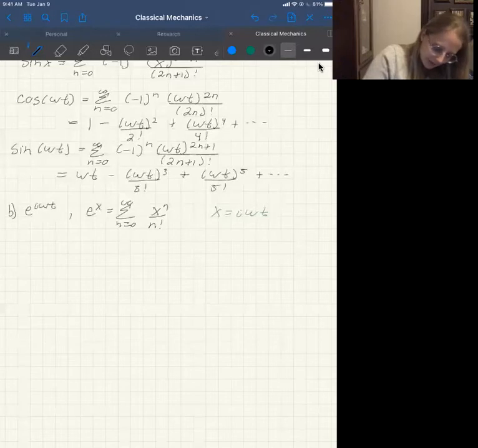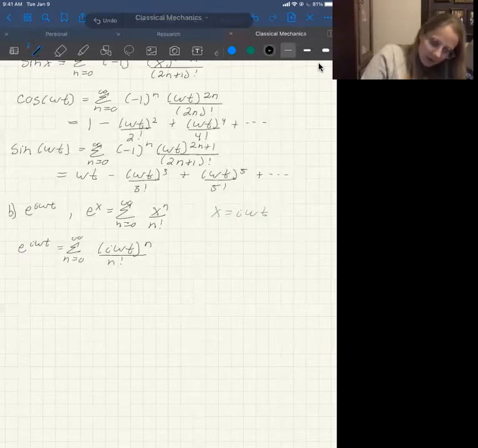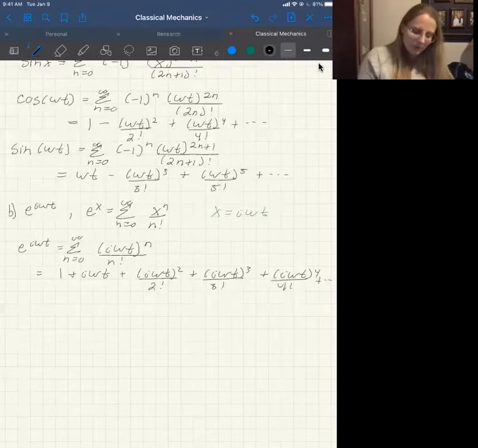And then from there, we can write that e to the i omega t is equal to the sum from n equals 0 to infinity of i omega t to the n over n factorial. Likewise, it may be helpful to write out the first few terms here as well. So we end up with 1 plus i omega t plus i omega t squared over 2 factorial plus i omega t cubed over 3 factorial plus i omega t to the 4th over 4 factorial plus all other terms. And so that's really all we need for B.